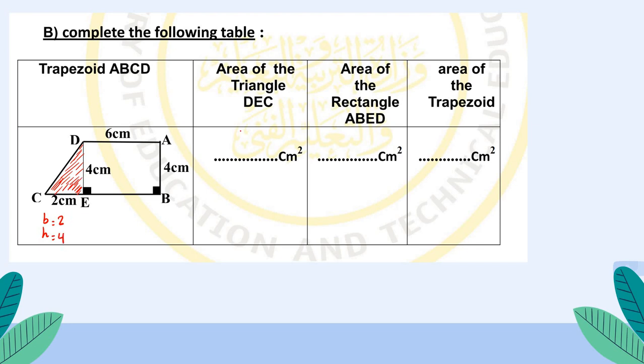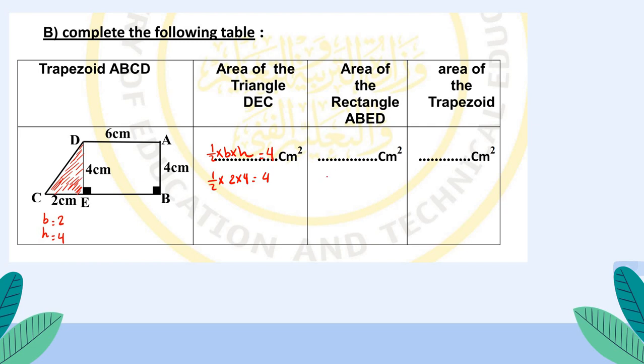So how can we find the area of this triangle? It will be half times base times height, which is half times the base, which is 2, times the height, which is 4. Half of 2 is 1. 1 times 4 equals 4. So the area of the triangle is 4 centimeters squared.